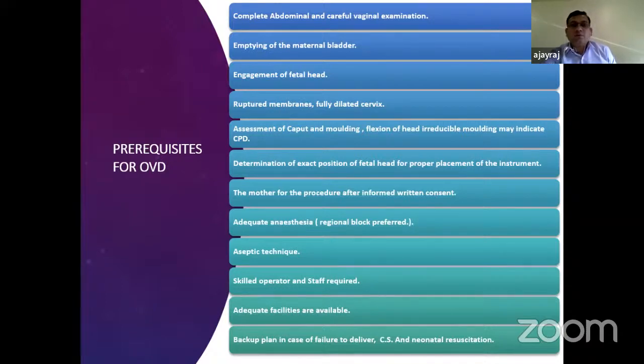Many a time, due to certain conditions, the patient is not cooperative for this kind of procedure because it is painful, and if we are not having proper anesthesia, then the patient doesn't cooperate and we have to opt for cesarean section. And it is observed that in cesarean birth after such attempts of operative vaginal delivery, that is forceps delivery or ventouse delivery, the baby comes out in jeopardy. So neonatal resuscitation is required at most times.